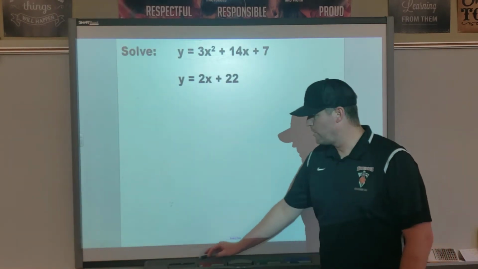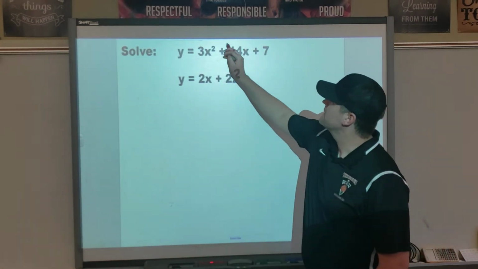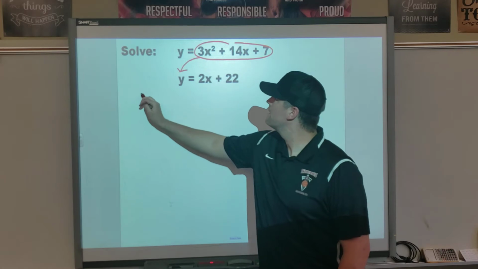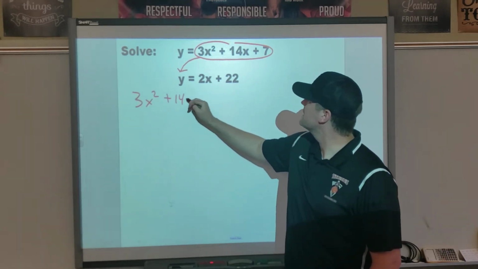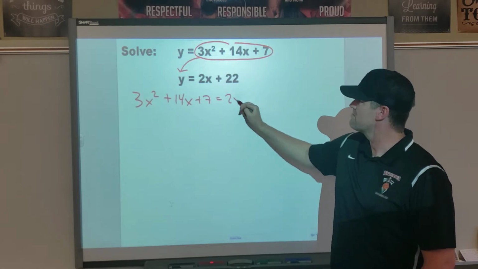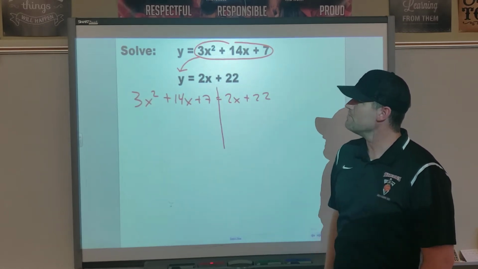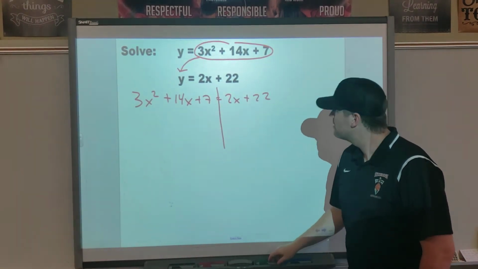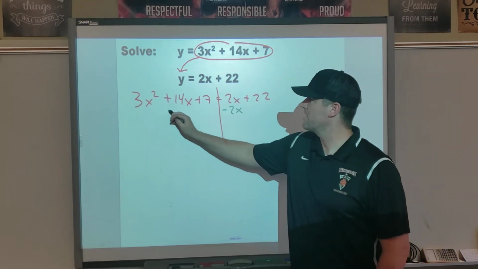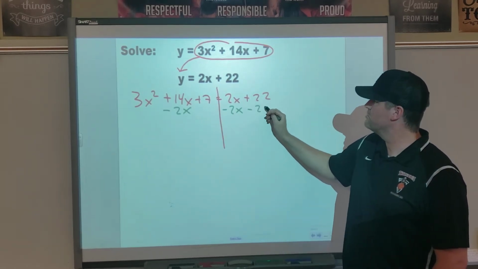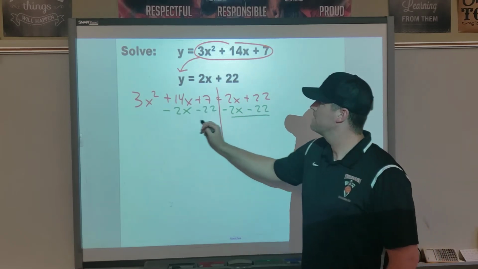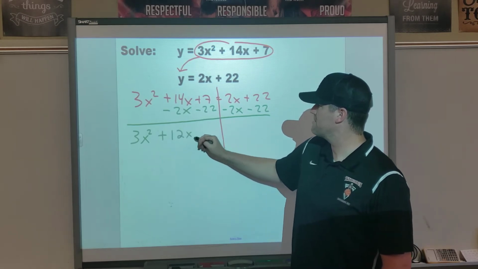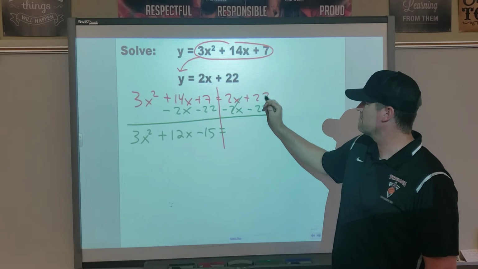Okay, another example of one linear and one quadratic. I can take my first equation and substitute it in for y of the second equation. 3x squared plus 14x plus 7 equals 2x plus 22. I want to keep my x squared positive, so I'm going to make this side equal to 0. Going to get rid of 2x, subtract it on both sides. Get rid of 22, subtract it on both sides. That gives me 3x squared plus 12x minus 15 equals 0.